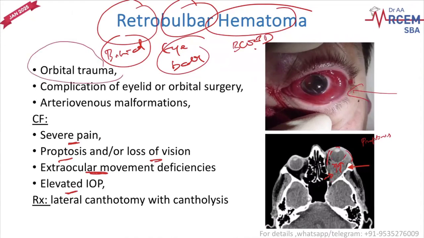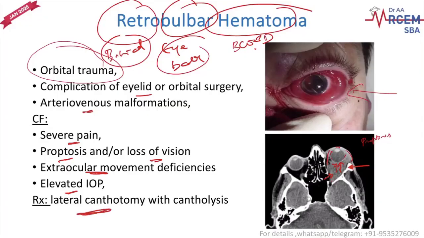For emergency physicians, trauma is basically the cause. Sometimes it might be a complication of surgery like orbital or eyelid surgeries, or an AV malformation also can result in it. This is a true emergency and needs to be intervened immediately.